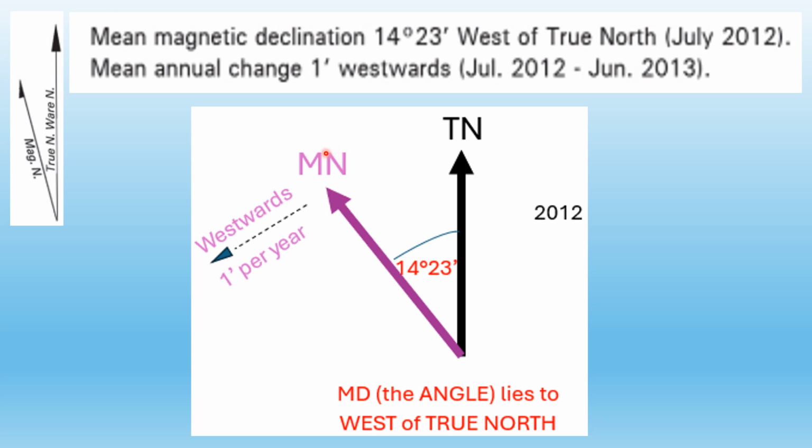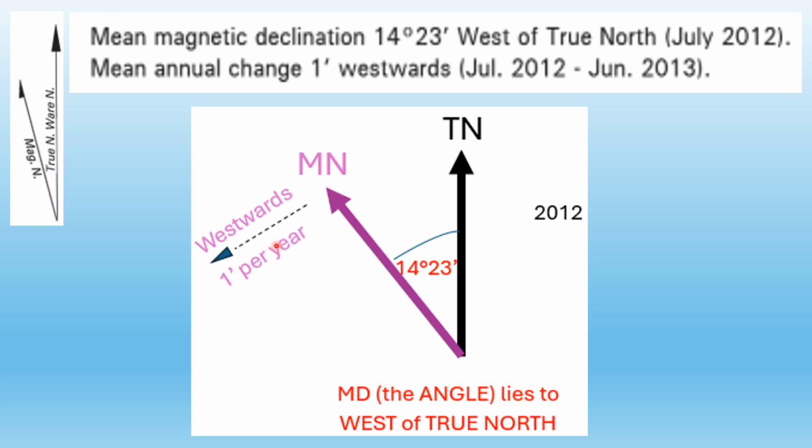According to our information, for every year that passes, the magnetic declination is going to increase by 1 minute in a westerly or westwards direction. So it means for us that magnetic declination is going to move further westwards, but it's going to do so by 1 minute per year. Just a quick example: in 2012, if it was 14 degrees 23 minutes, then in 2013 it will be 14 degrees and 24 minutes. In 2014, 14 degrees 25 minutes, and so forth.